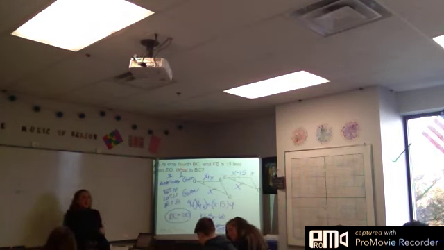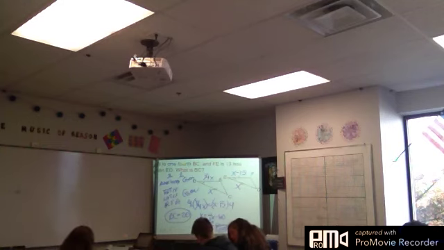Okay, that is what your homework is over. It is on the board. Negative 60 divided by negative 3 is positive.